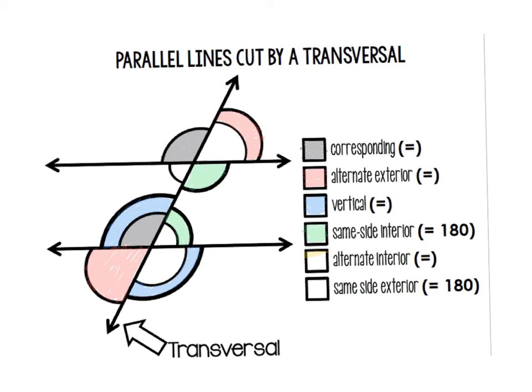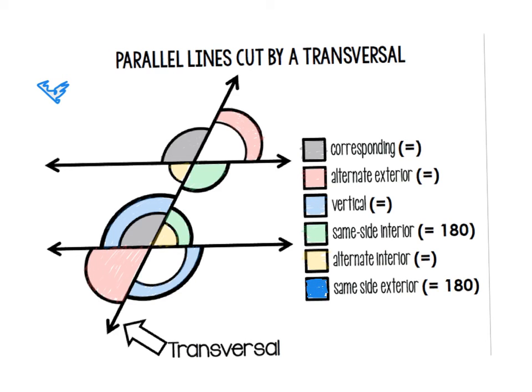Alternate interior. So this is an interior angle here. And I'm looking for another interior angle on the other side of the transversal. And that brings us to this one. I don't like black. Let's see. We'll do blue. A dark blue. We can tell it from the other blue, right?